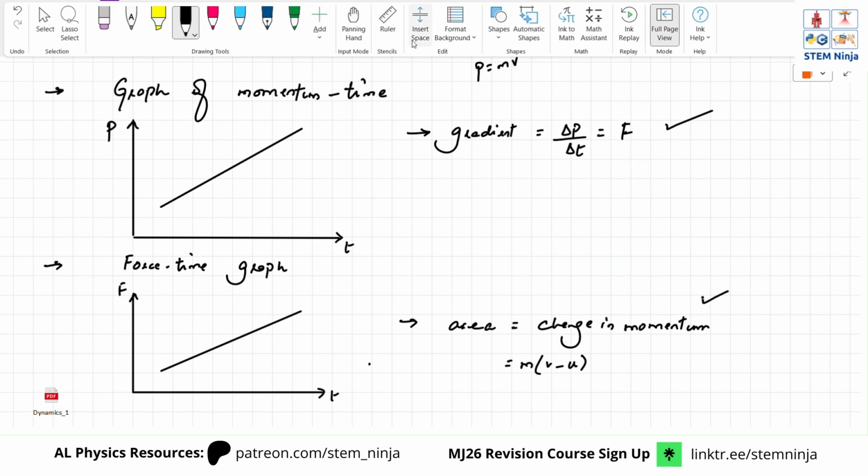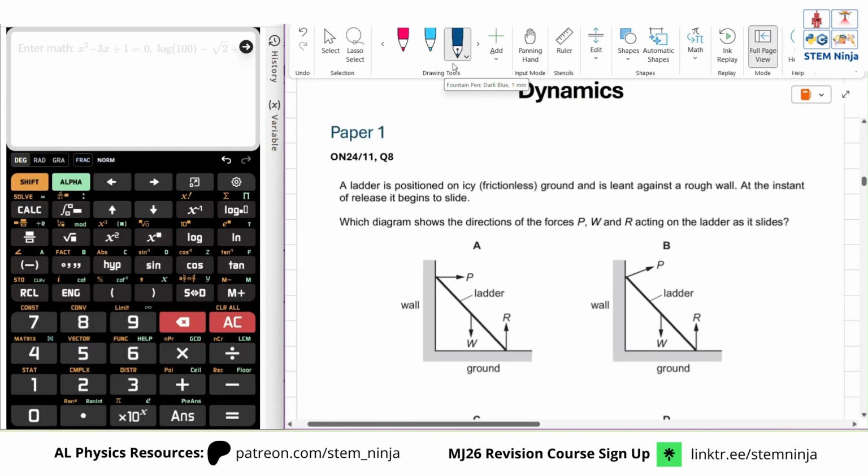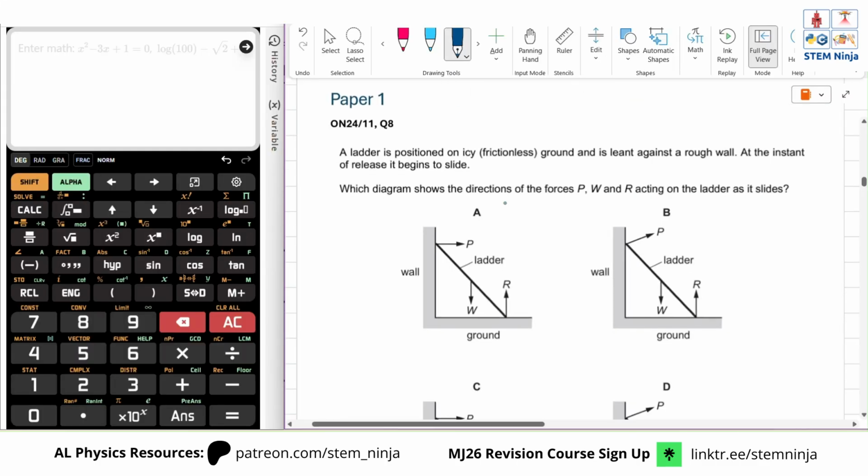Right. Okay. So let's try out some questions to nail this topic. Let's see the MCQs first. A ladder is positioned on icy, frictionless ground and is leant against a rough wall. At the instant of release, it begins to slide. Which diagram shows the direction of P, W, and R acting on the ladder as it slides?